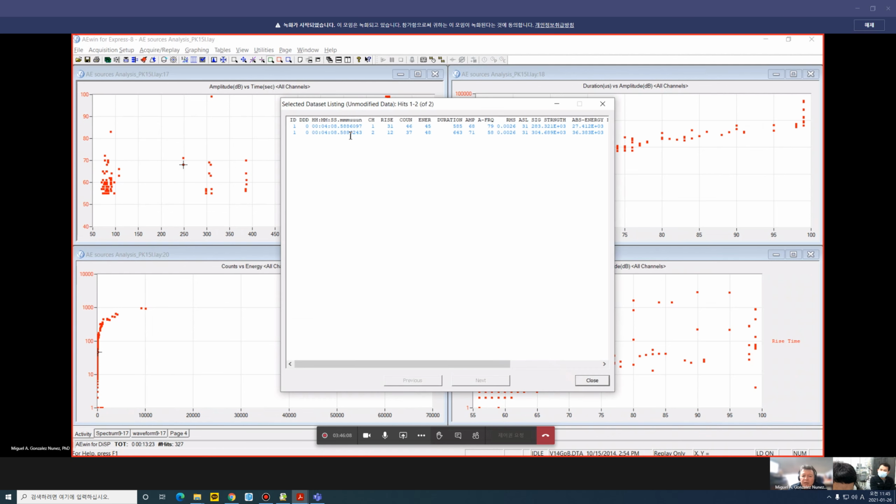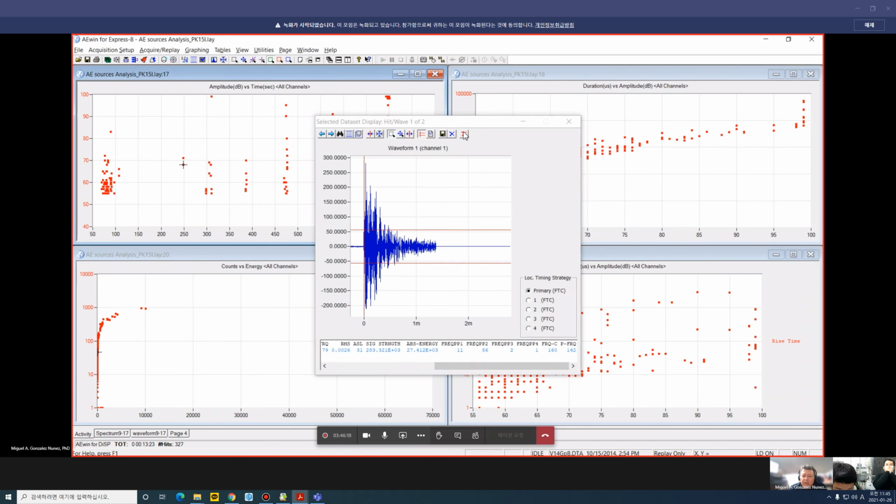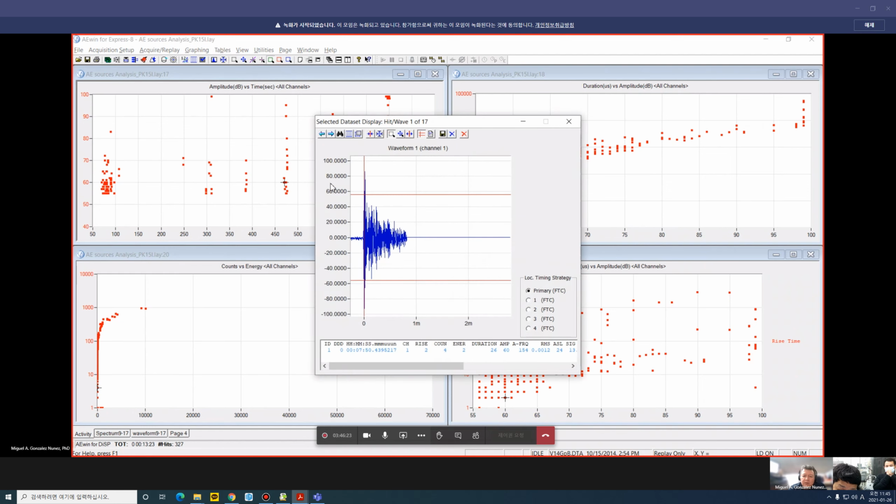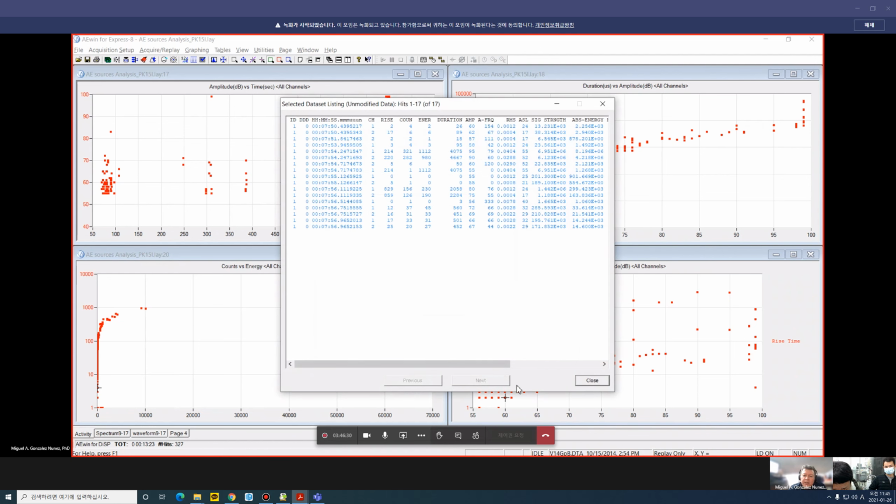And you can show also in tabular data. In this case, I selected just a couple of signals. But if I select more signals, I can do so. Let's say I want to select this. So you see I have 17 signals here. And if you look at the tabular data, you have all the parameters from those signals. What channels detected the signals, and all the parameters individually for each one of the signals.